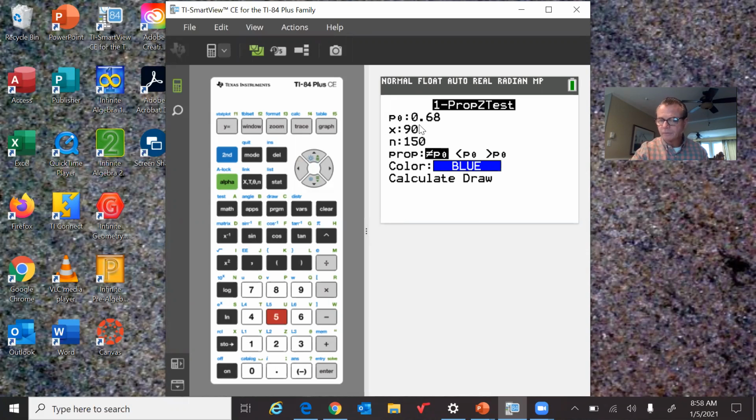So what's happening here? The null is 0.68. That's what the CDC said is the proportion of children who claim to never have smoked a cigarette. Now I put in the data. 90 said they never smoked a cigarette. Sample size is 150. Choose a two-tailed test. Right? And I get down here and I calculate it. There's the Z-score. But here's your p-value right here. It's less than 5%, so you reject the null.